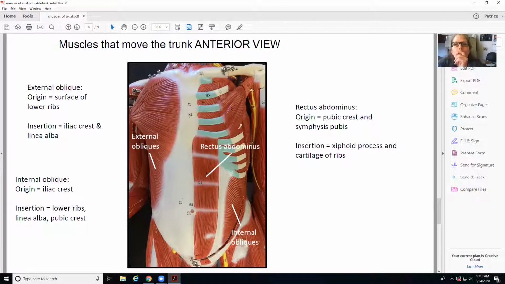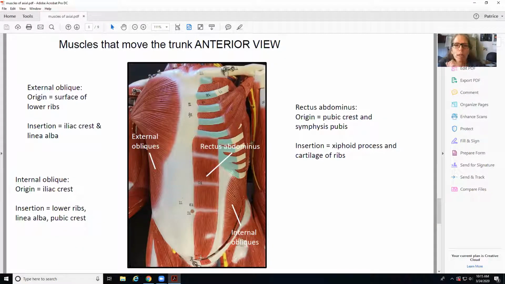So here, again, our pectoralis minor that we talked about previously. Here we've got the rectus abdominis, which is so named because it's in the abdominal region and it's straight. Its origin is down here on the pubic area, and its insertion is up here along the cartilage of the ribs, and you can see the xiphoid process coming down right about here.